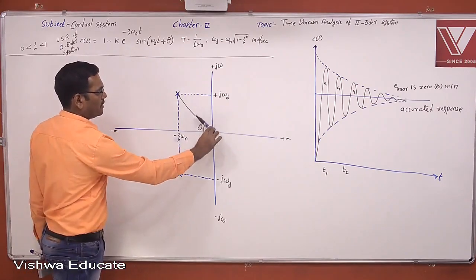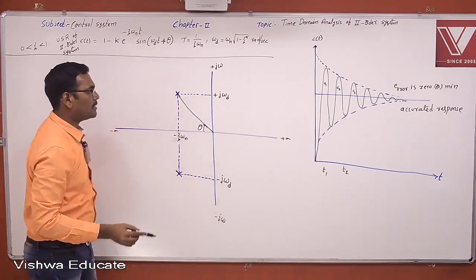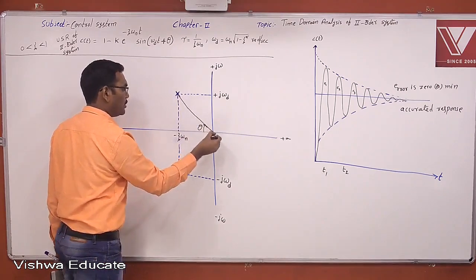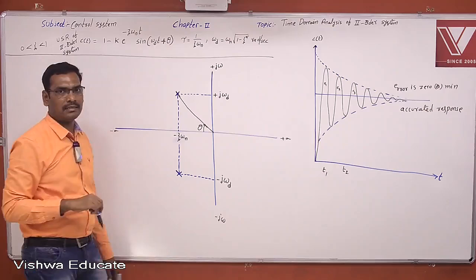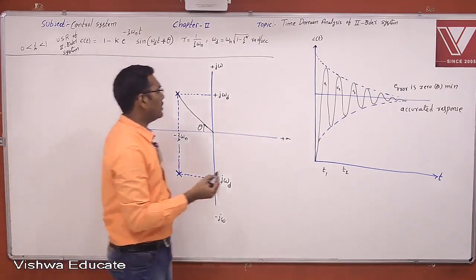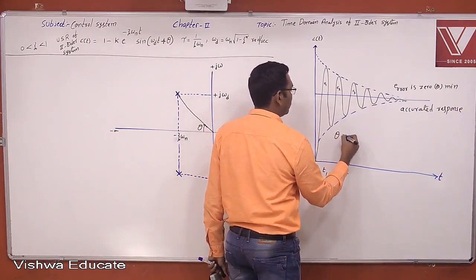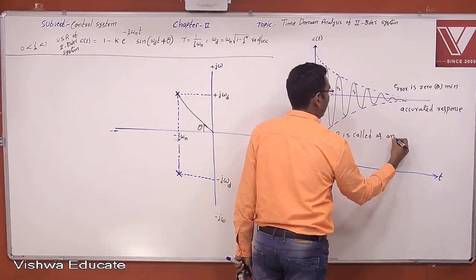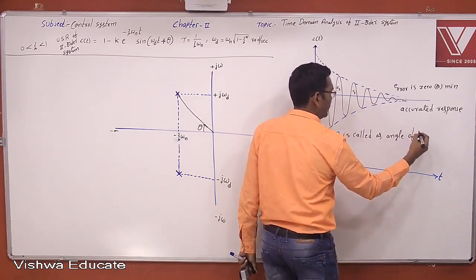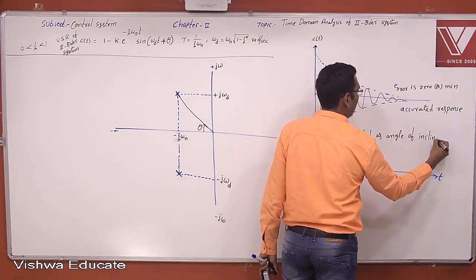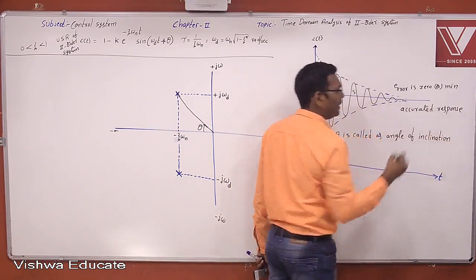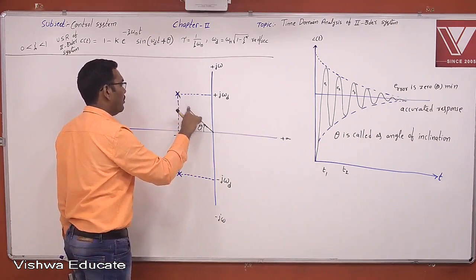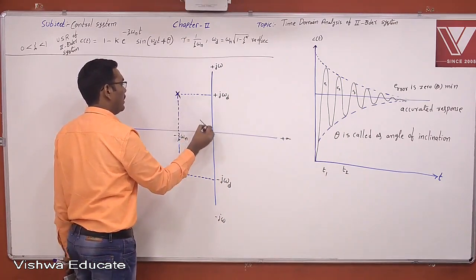This is not a perpendicular angle. This is some inclined angle. This theta is called the angle of inclination to the complex conjugate pole from the origin with respect to the negative real axis. That is theta. Now what is the definition of theta? Theta is called the angle of inclination, the inclined angle, to the complex conjugate pole from the origin with respect to the negative real axis.